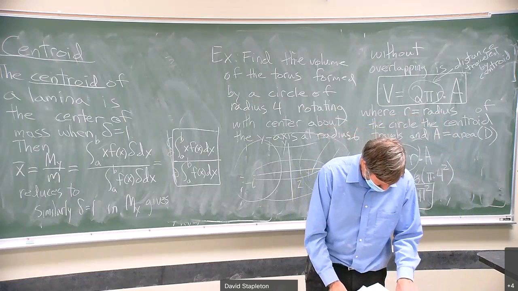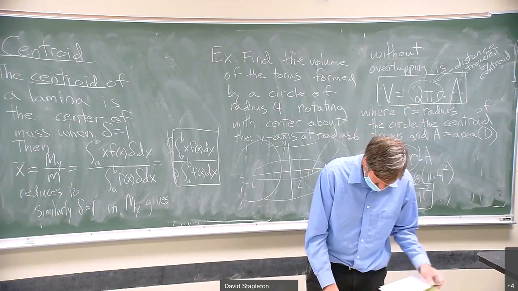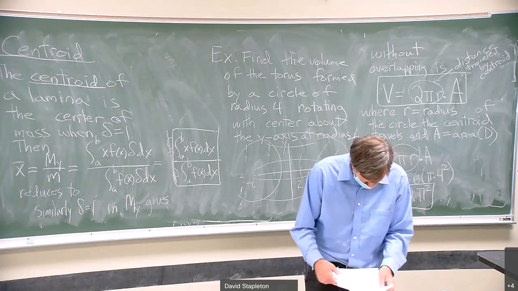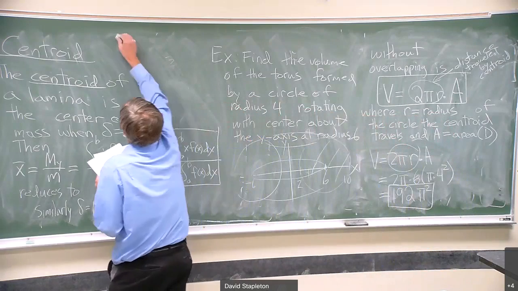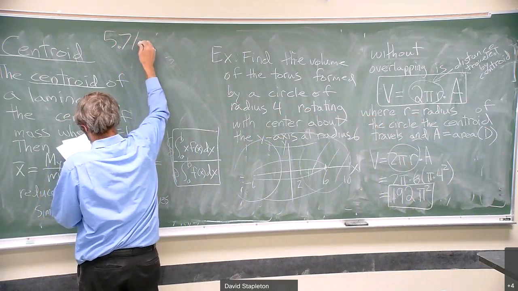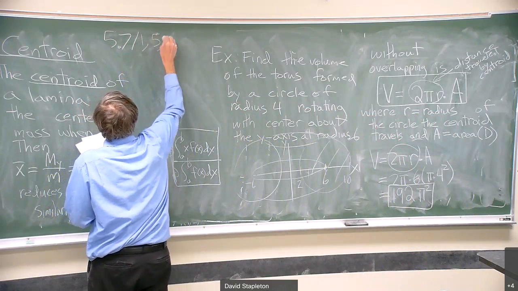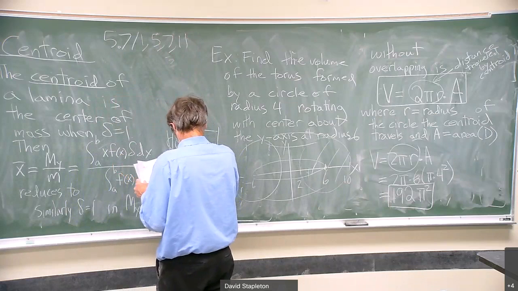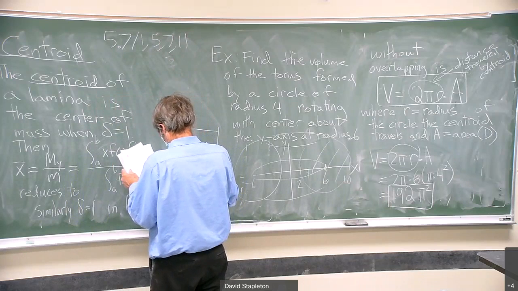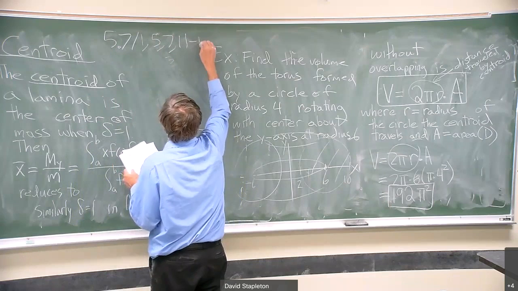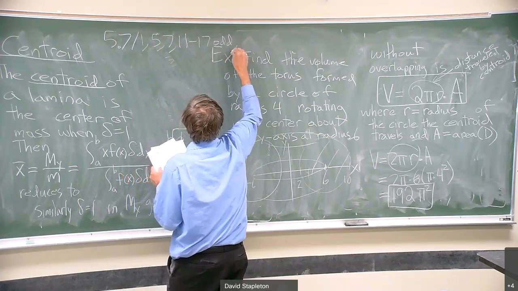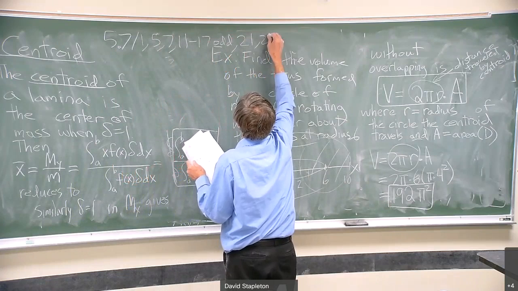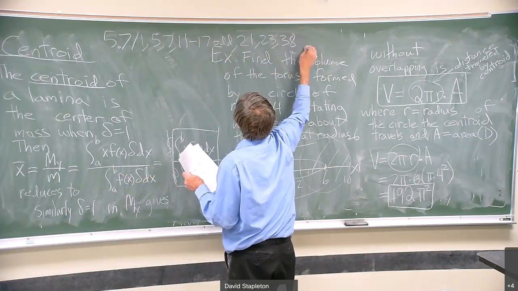There it is. 5.7. Look at 1, 5, 7, 11 to 17 odd. We'll skip 19 and then look from 21, 23, and 38. 38 is the theorem of Pappus.